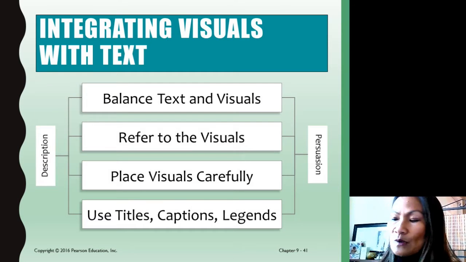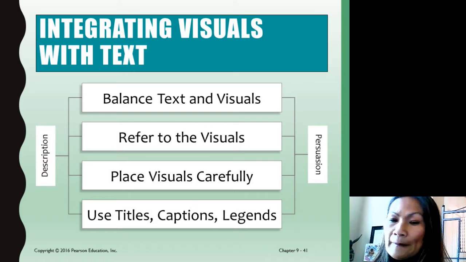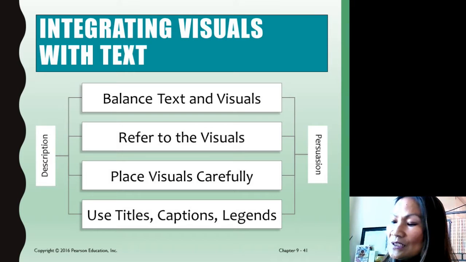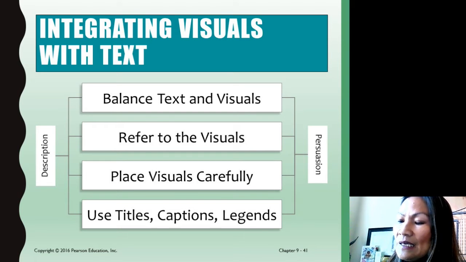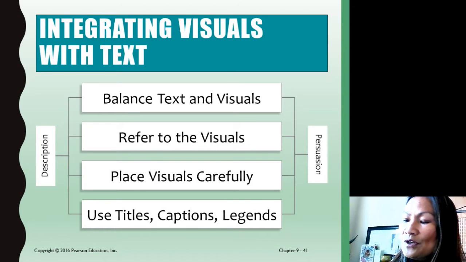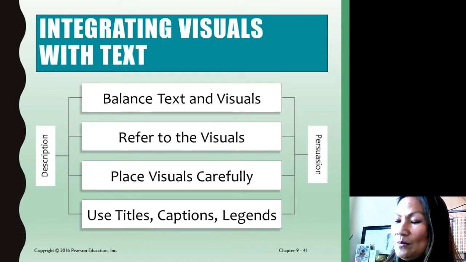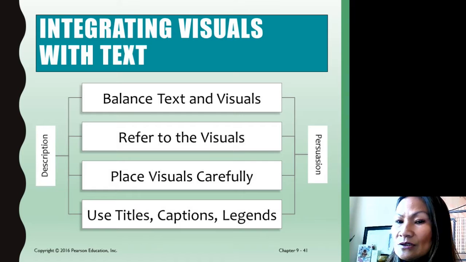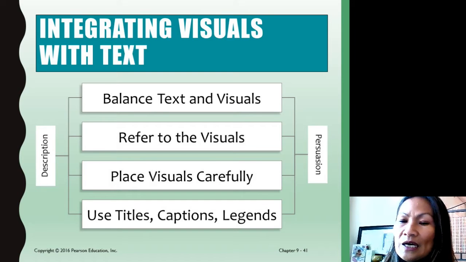Integrating visuals with text. In most business documents, visuals must be tightly integrated with the text. Successful integration involves four decisions: balancing visuals and text, referring to visuals in the text, placing the visuals in the document, and writing titles and descriptions.